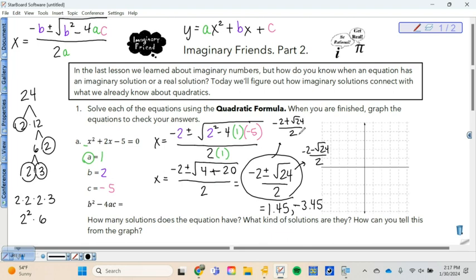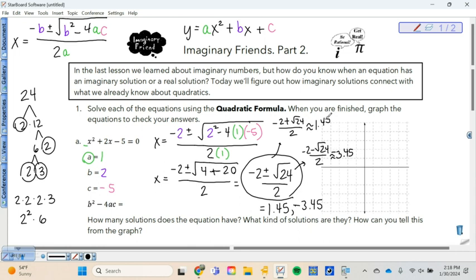Looking at -2 plus the square root of 24 divided by 2, I don't know if that's like -5 or 10 or 20. I don't know what the value of that is just by looking at it. That's why I plugged it in my calculator and found this is 1.45-ish. And this one was -3.45. Okay.